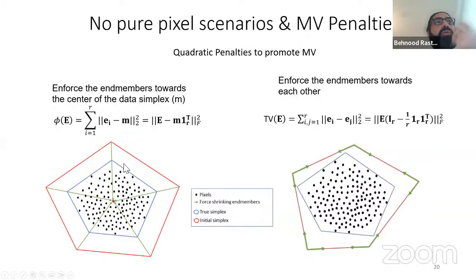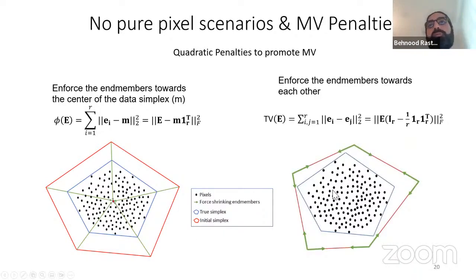The left one is called centroid. How it works is it tries to pull all your endmembers from the initial simplex, which is the red one, towards the center of the data set until you get to the actual simplex or true simplex, which is the blue one. That's how this penalty works, and basically it is a quadratic penalty which promotes a minimum volume constraint for your problem.